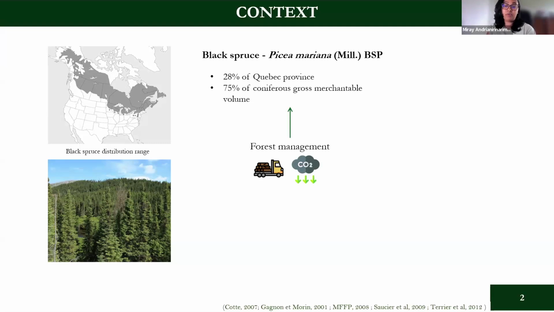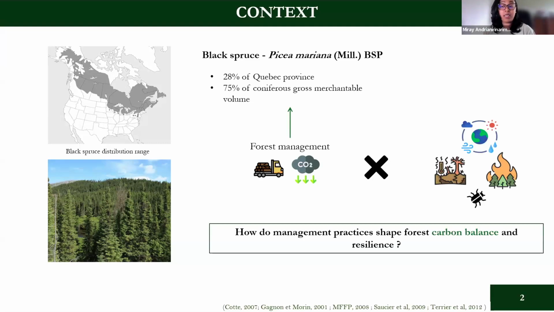However, given the important role of boreal forest in greenhouse gas mitigation, and also the negative impact of changing climate on forest growth and resilience, such as more frequent and intense natural disturbances, as we have seen these last years, extreme droughts, wildfire, or pest disease, it's necessary to evaluate how management practices are shaping the forest carbon balance and resilience. But for today's presentation, I will only focus on the carbon balance, which is primarily influenced by the growth and the mortality trajectories within the stands.